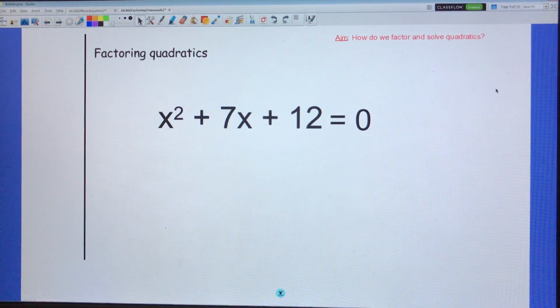Okay guys, today we're gonna learn how to factor and solve quadratics. This is something you guys know how to do already, but this topic is probably one of the most important topics in math. So let's go over this again.